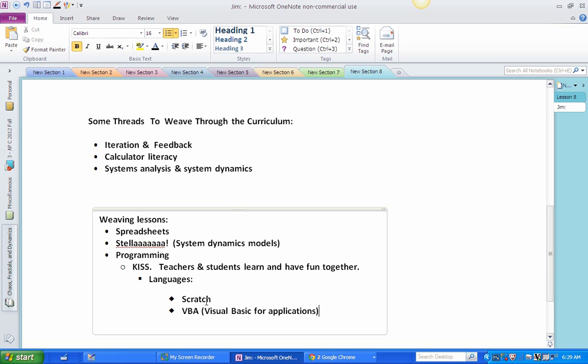And the Visual Basic language is one that I've taught in high school, and VBA, Visual Basic for Applications, is something I'd really recommend instead of Visual Basic, because it's built in to Excel, so you can actually do some programming with Visual Basic for Applications. And let me just show you what can be done with that.